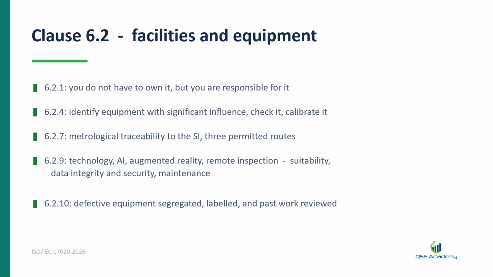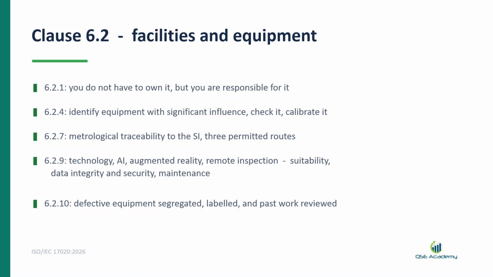6.2.4 asks you to determine which equipment has a significant influence on results, and then uniquely identify it, subject it to in-service checks, and calibrate measuring equipment before service and to a program afterwards. 6.2.7 gives you 3 routes to metrological traceability to the SI. 6.2.9 is the modern one, and it is worth reading twice.